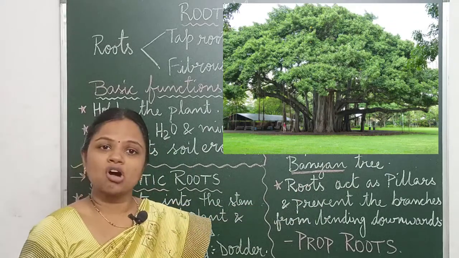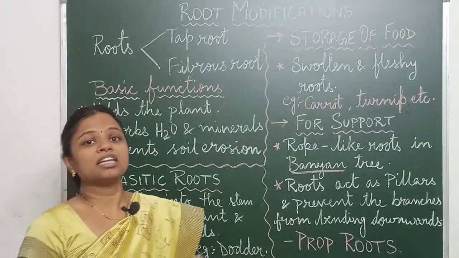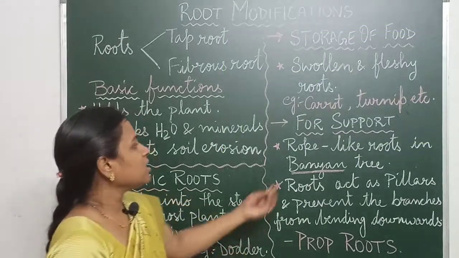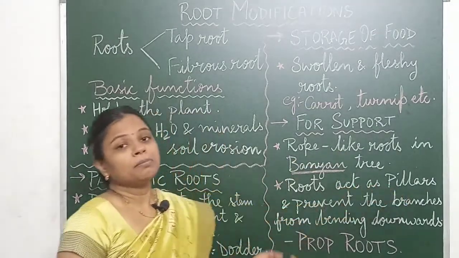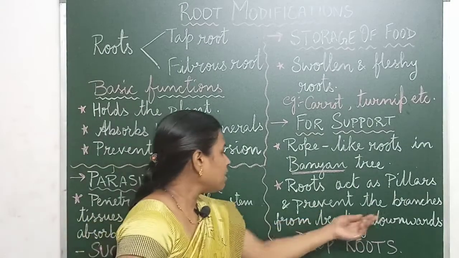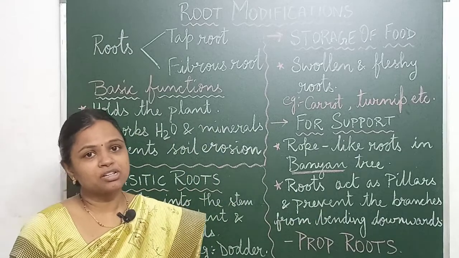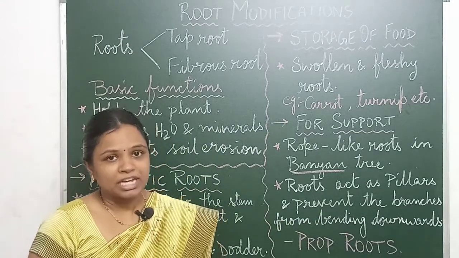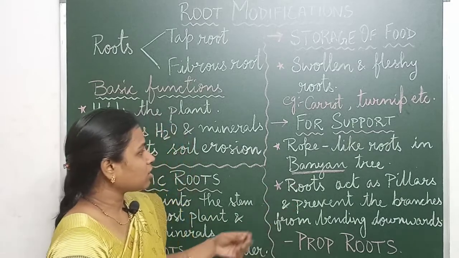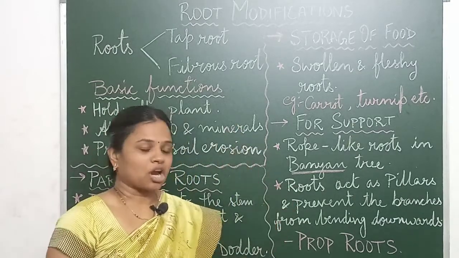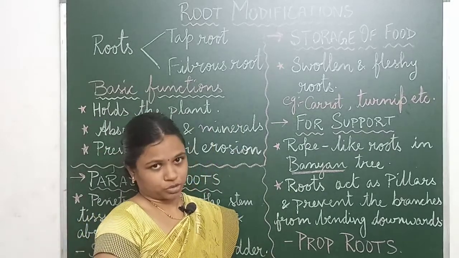Yes, the banyan tree has got huge branches and these big branches are given additional support by these special rope-like roots. They act as pillars for the branches and prevent them from bending downwards. So this is how they give the additional support to the branches of the banyan plant. So here this banyan tree has got these huge rope-like structures. These special roots are called the prop roots.